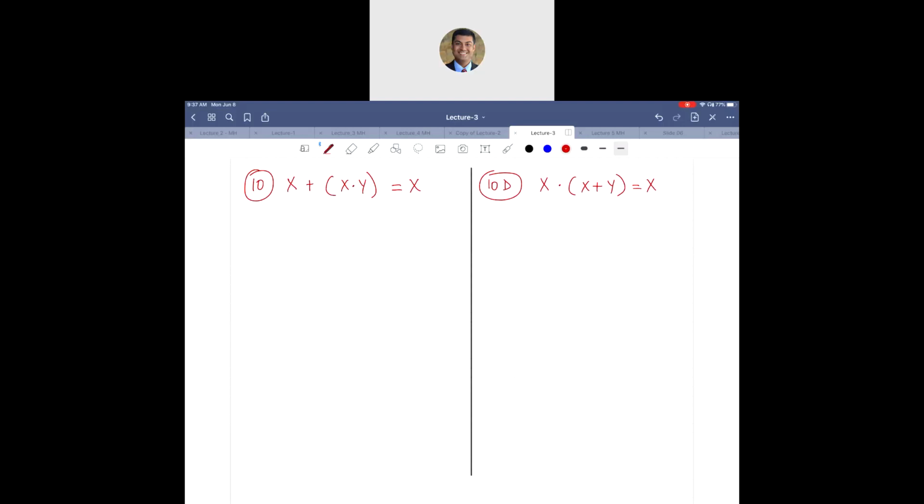So how do I prove this? Let's see, I start with the left hand side. I have X or XY. I can pull out an X, 1 or Y, X and 1, X, right hand side. Very, very straightforward. How about 10D?